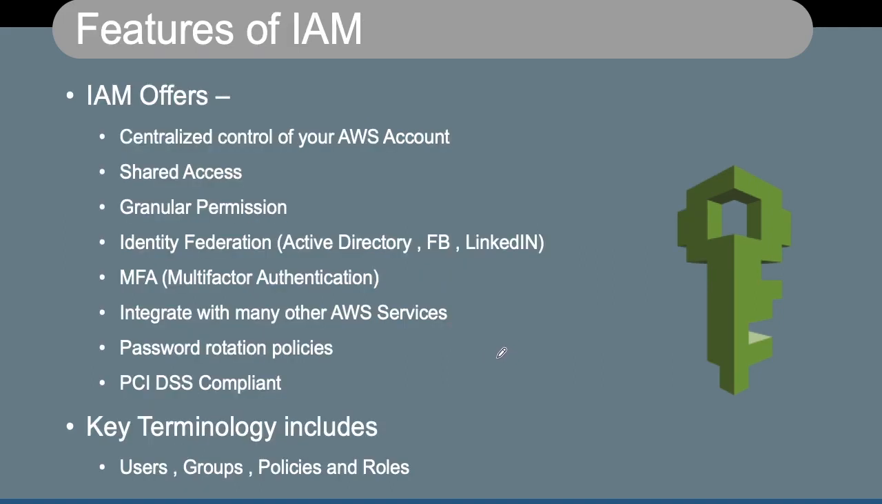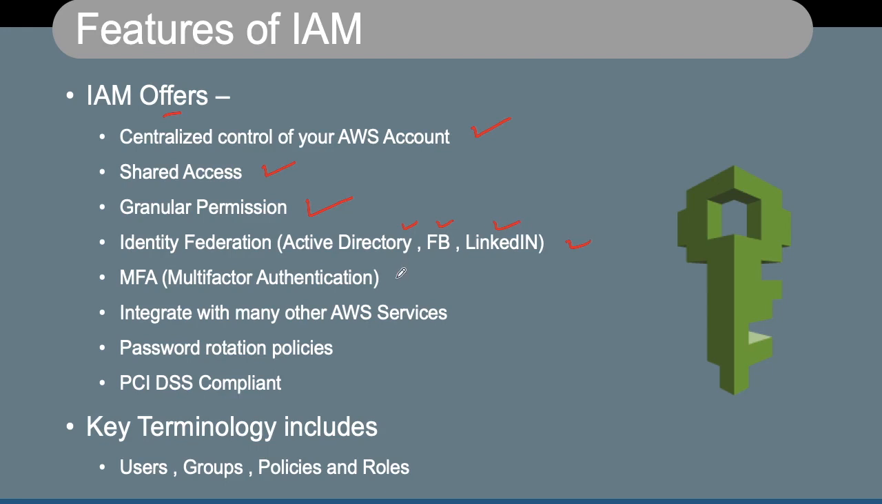Now, what are the various features of IAM? IAM offers centralized control of your AWS account. So we have a single AWS account, but we will have various users and permissions so that they can do limited things with our AWS account. Shared access: the access to the resources is shared between a number of users. Granular permissions: the permissions can be fine-grained so that users can do what they are supposed to do by using their username and password. Identity federation: you can use Active Directory, Facebook, LinkedIn, and you can use identity federation with some of these tools.